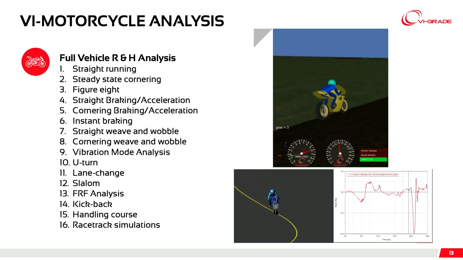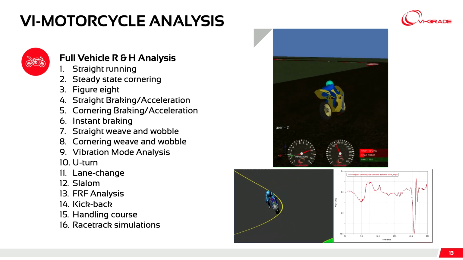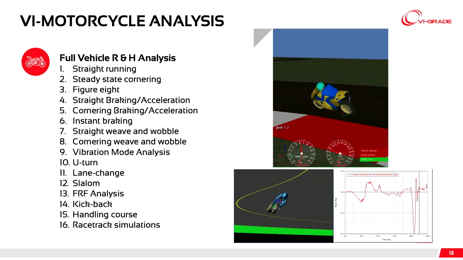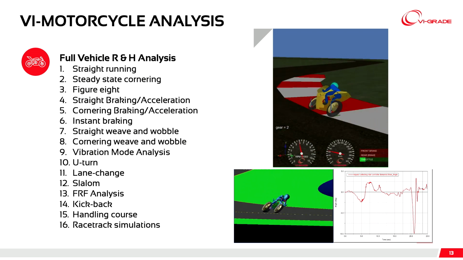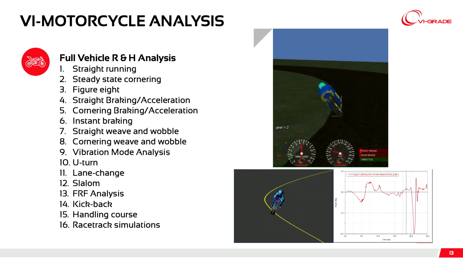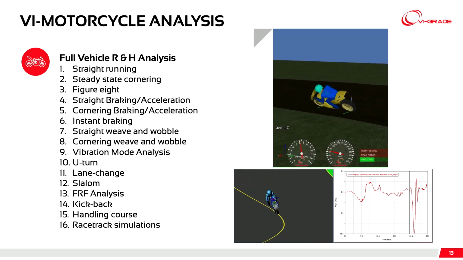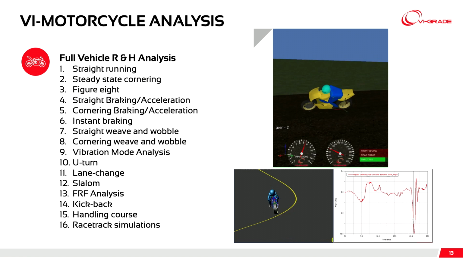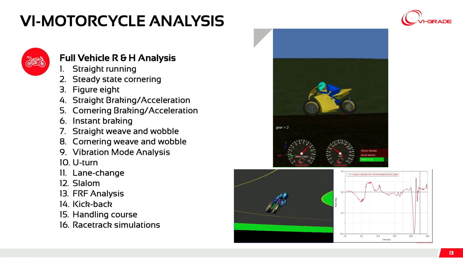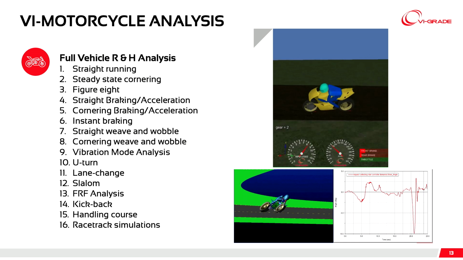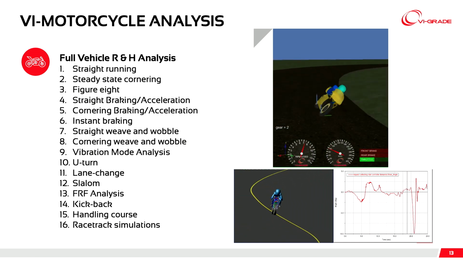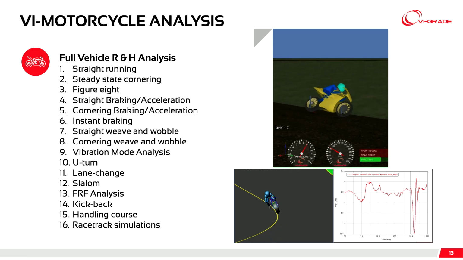Motorcycle, let's now move on to the full vehicle analysis. Here is a list of all the full vehicle analyses that can be run. Basically, in VI-Motorcycle, we have some canned events, and it's up to VI-Motorcycle to generate the event according to a few parameters that the user defines. In all these events, we have VI-Rider, which rides the vehicle following the targets.